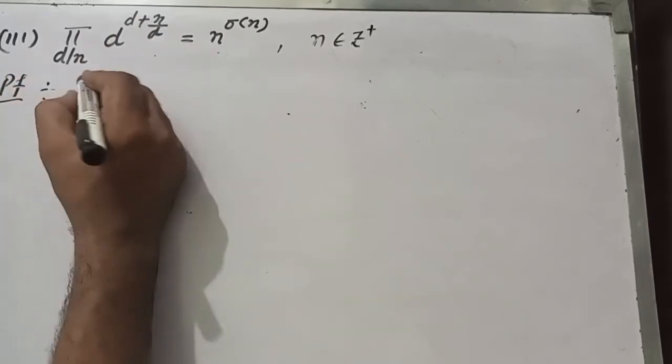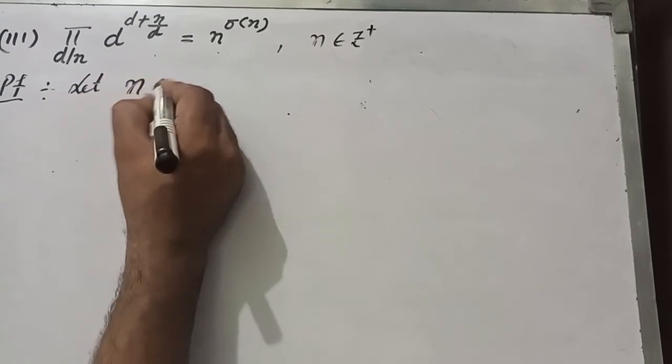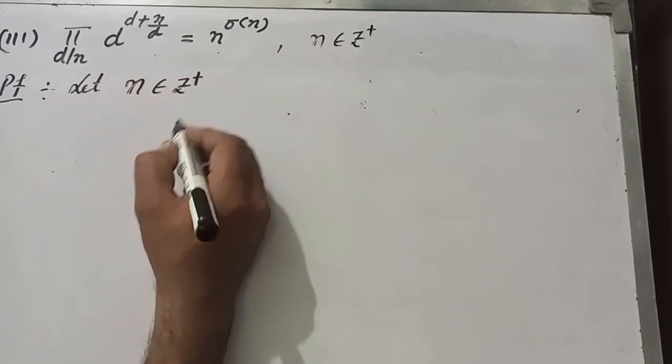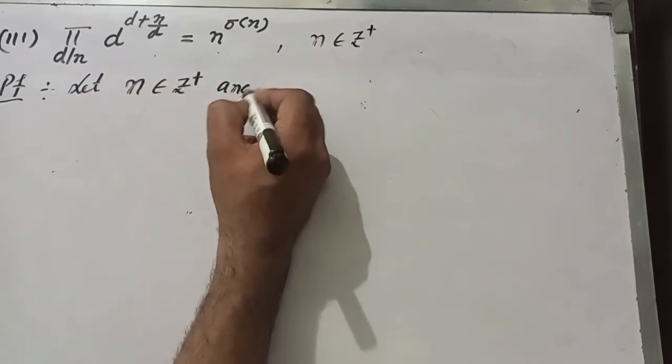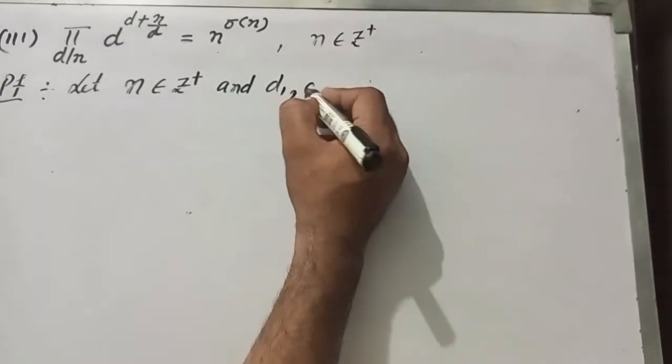First we fix the positive integer. Let n be the fixed positive integer, and we fix the number of divisors also.